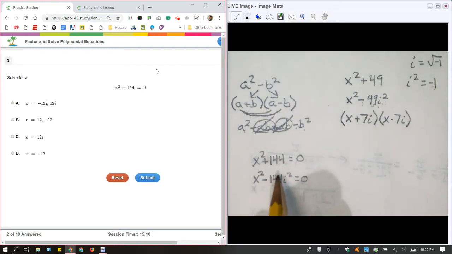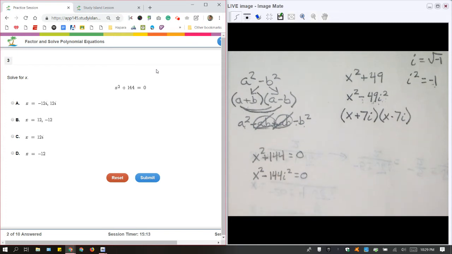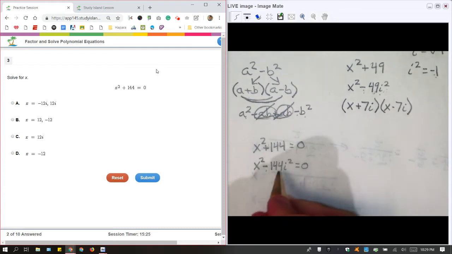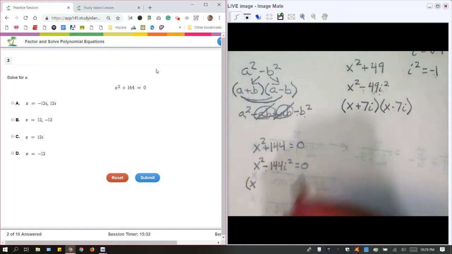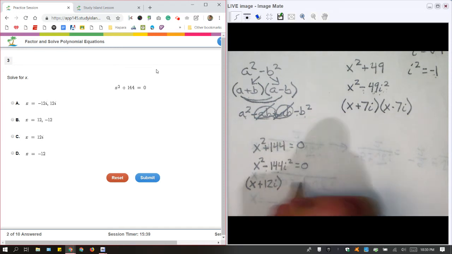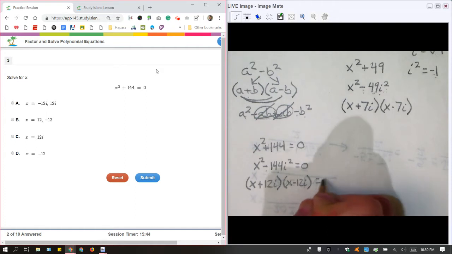So this is, again, the exact same thing, because i squared is -1. 144 times -1 is -144. Subtracting -144 is the same as adding 144. Now I can use my pattern of breaking down the difference of two squares, and I can say the square root of x squared is x. And the square root of 144i squared is 12i, because 12 times 12 is 144, and i times i is i squared. So x plus 12i, and then I have x minus 12i, and that would equal 0.